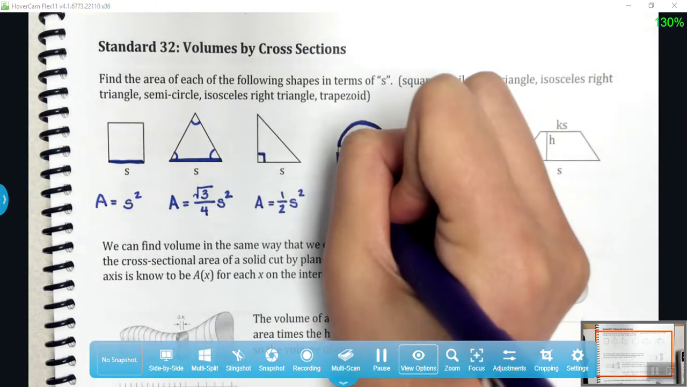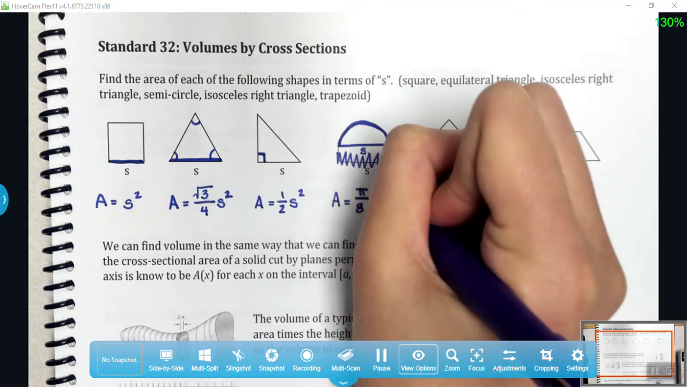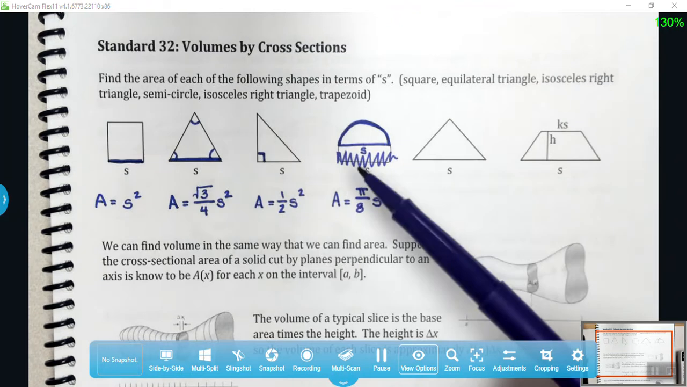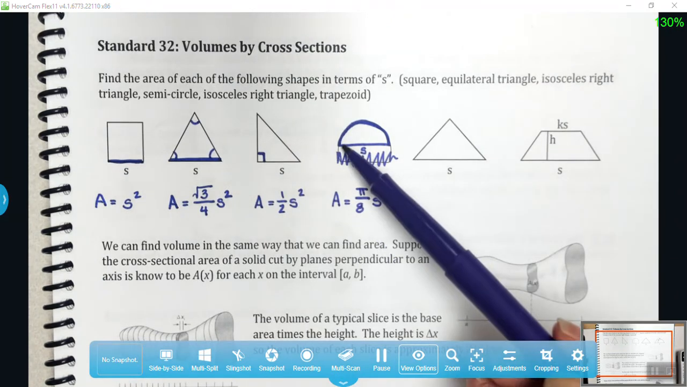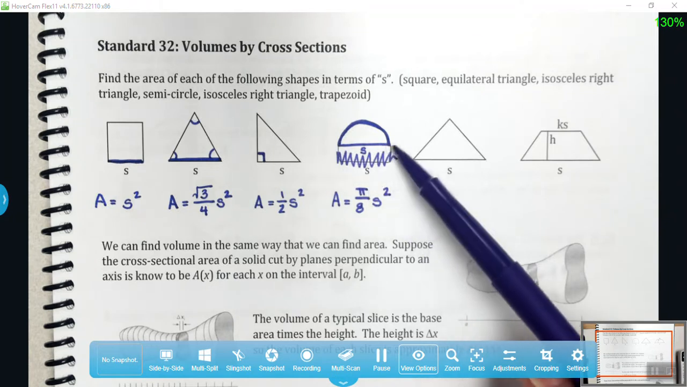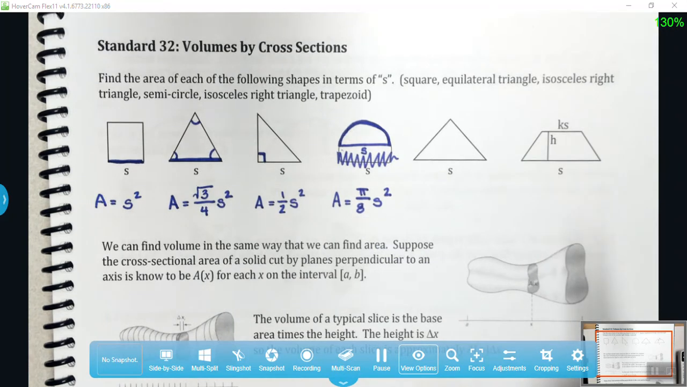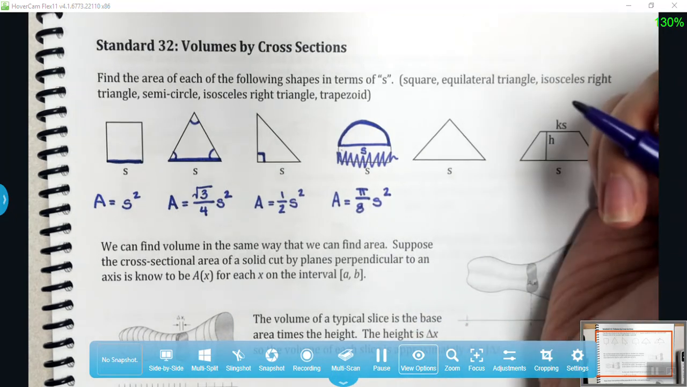Okay, people remember pi over 8 S squared. Because for a semicircle area, you want to do it in terms of the radius, but right here you have a diameter. So since your diameter is S, you want to do pi over 8 instead of pi over 2. So just memorize this for semicircle.